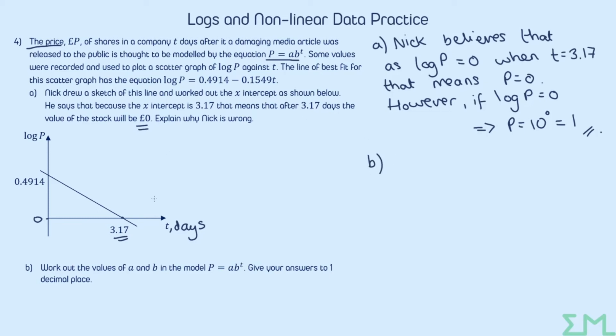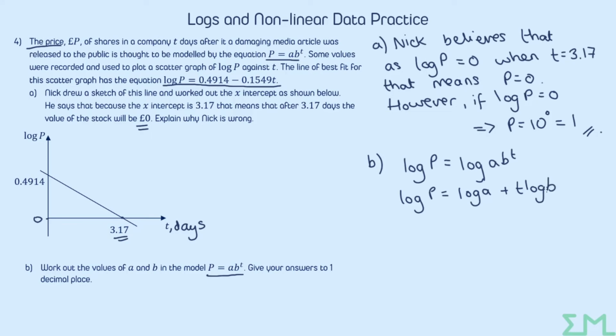Part B, work out the values of a and b in the model, p equals ab to the t. Give your answers to one decimal place. So yet again, we're going to do this same process. We've got this equation here already for us. So let's just apply logs to our model. Log p equals log ab to the t. And then we'll just write out the line separating it all out. Log a plus t log b. Comparing, I'll do my logs first. Hold on. There we go.